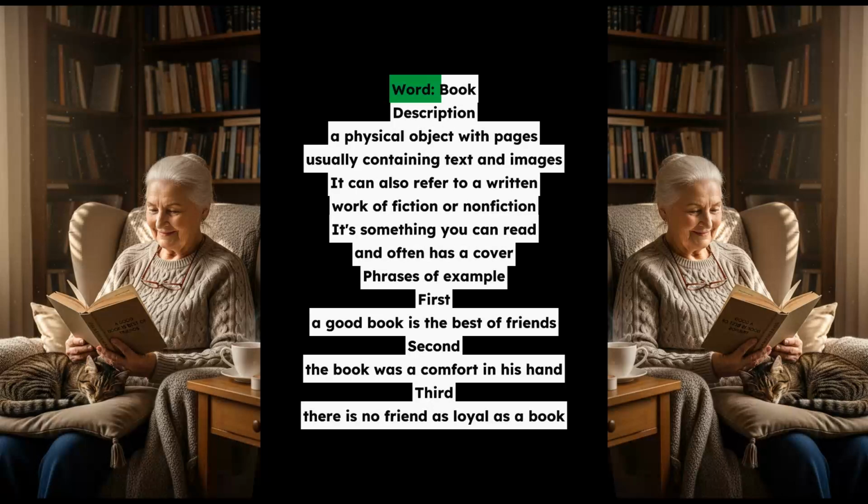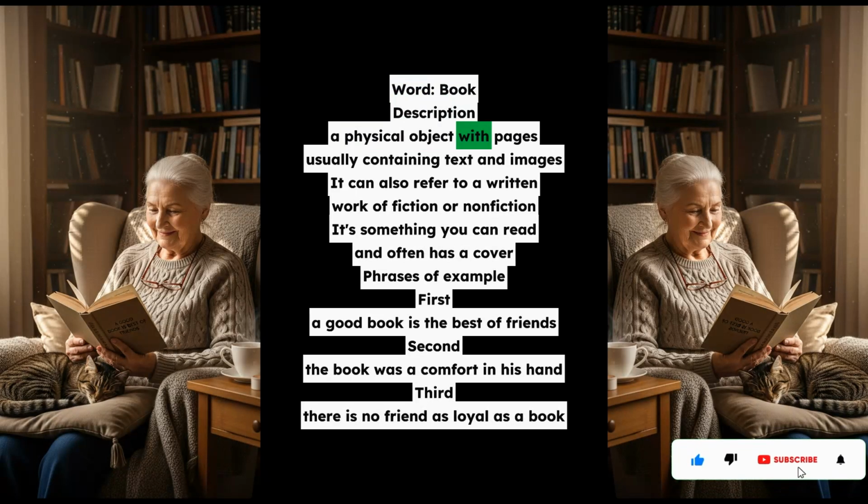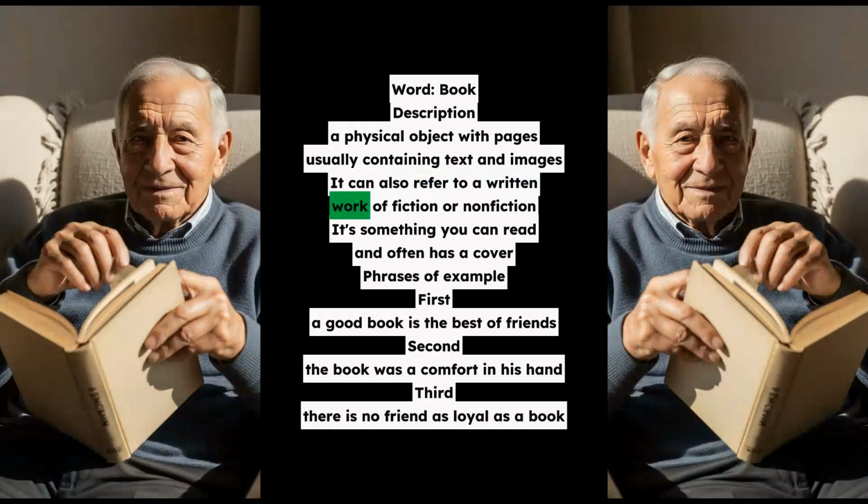Word: book. Description: a physical object with pages, usually containing text and images. It can also refer to a written work of fiction or nonfiction. It's something you can read and often has a cover.